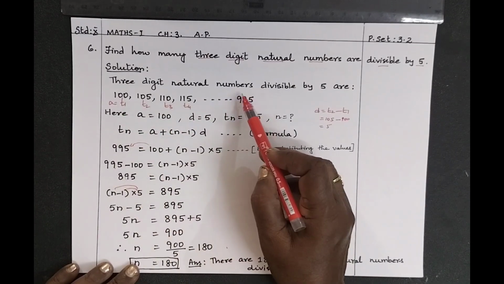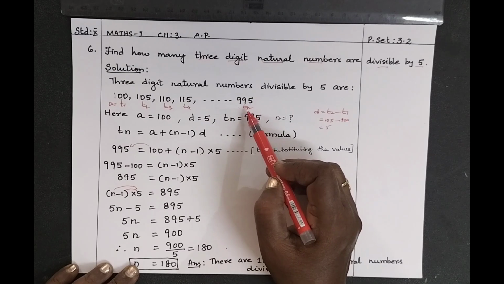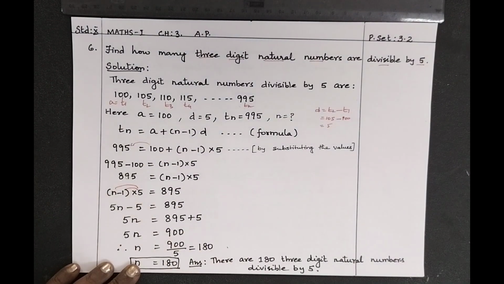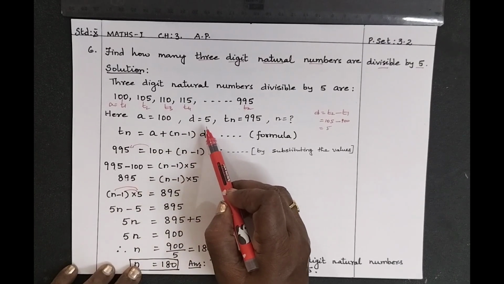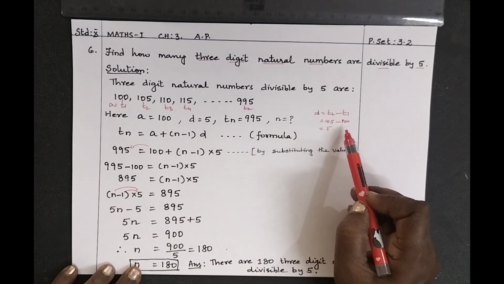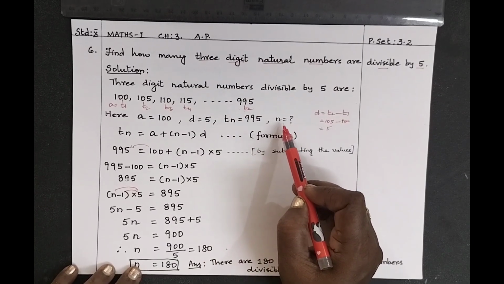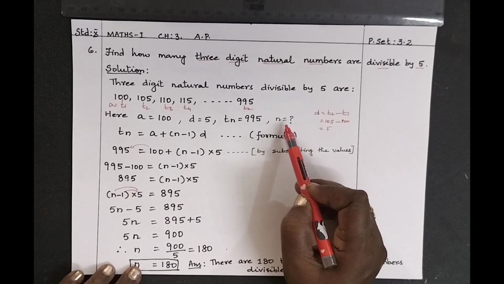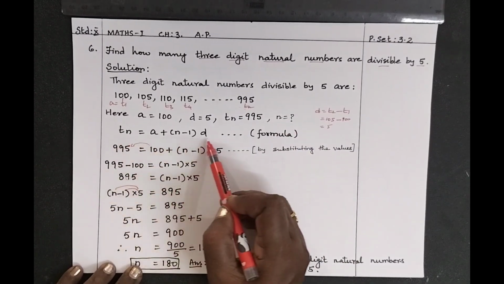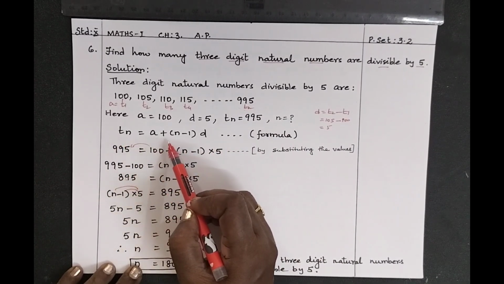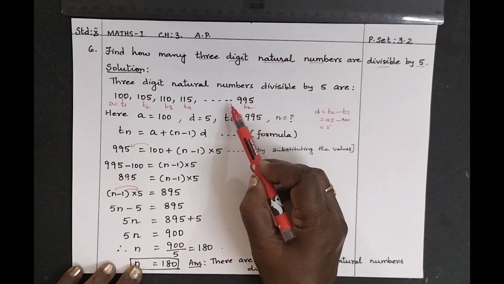Now in this AP the last term is given, that is Tn is 995. So A is 100, D is 5, since T2 minus T1 is 105 minus 100, that is 5, and Tn is 995. We have to find out how many 3-digit numbers, that is, N is equal to what? To find N also we have to write the Tn formula. So Tn equals A plus N minus 1 into D. Now Tn is what? 995.